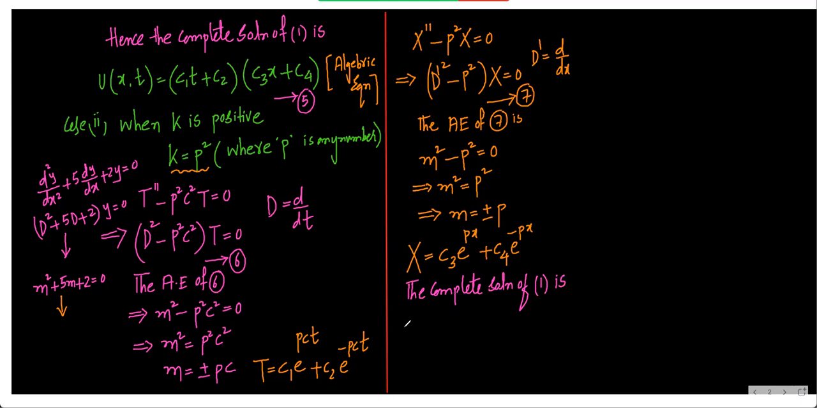Q of x comma t is equal to X and T. And I got the answer, the t value is this one, that is C1 e to the power of pct plus C2 e to the power of minus pct, into again this one, C3 e to the power of px plus C4 e to the power of minus px.